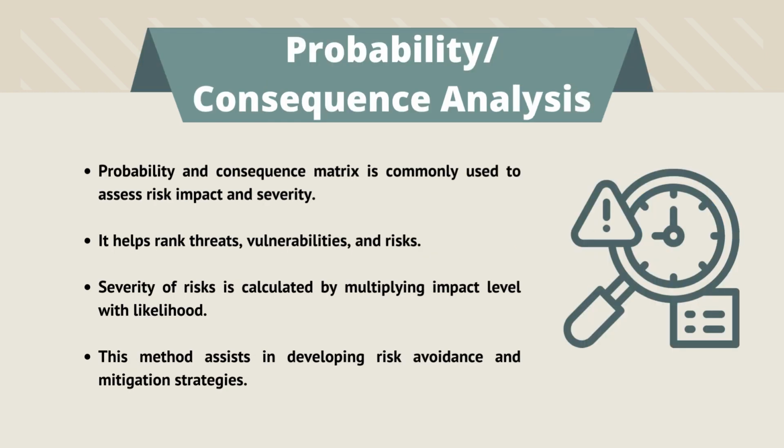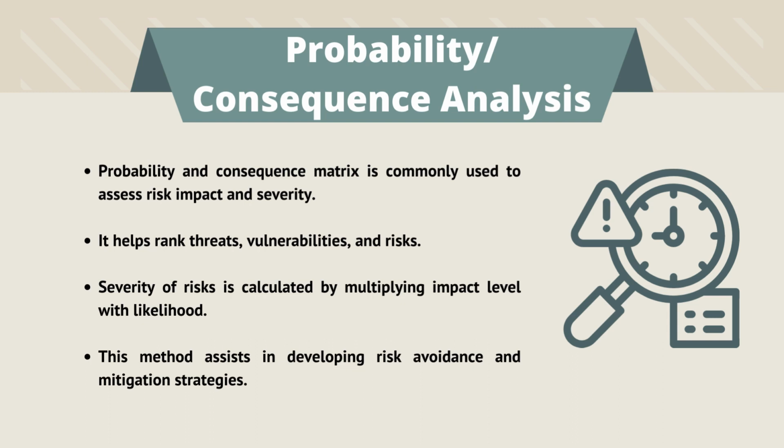This is the most widely used method of understanding the impact and severity of any risk. The probability and consequence matrix is created to help teams rank the identified threats, vulnerabilities, and risks. This is done to identify how severe a risk could be if materialized. The severity of risks is calculated by multiplying the level of impact of the risk by the likelihood or probability of the risk taking place.